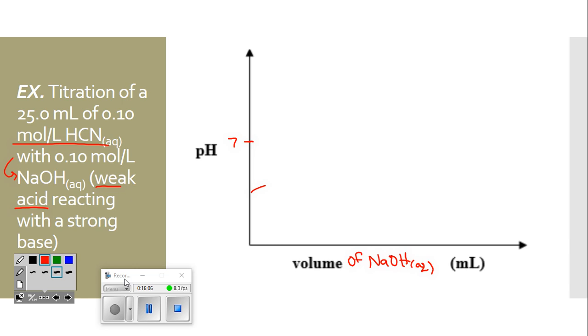When I draw my pH curve, notice how it wasn't as flat at the beginning? That was on purpose. That's not just my poor drawing skills. It wasn't as flat at the beginning because that was a weak acid. It's not going to do as good of a job of neutralizing a really strong base as a strong acid would.